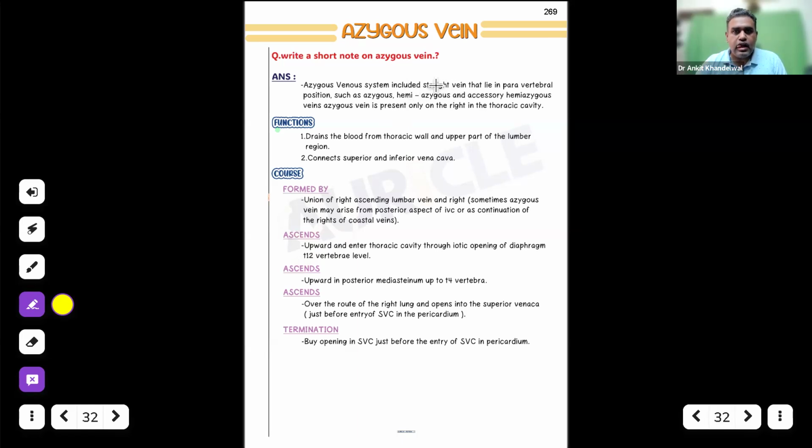The azygous system includes a straight vein that lies in a paravertebral position, and you have some veins over here which are named as azygous, hemiazygous, and accessory hemiazygous veins. Its function is to drain the blood from the thoracic wall and the upper part of the lumbar region. Do remember that the azygous vein is the one which connects the superior as well as the inferior vena cava.